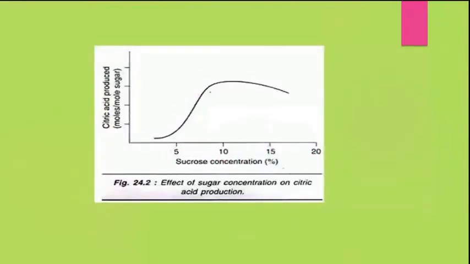So on increasing the sucrose concentration from 5 to 15 and 20, you can see there is a slight variation, and also an increase in the production of citric acid will occur. So from this conclusion, they went for increasing the concentration level of the carbon sources, and then they went for the production.